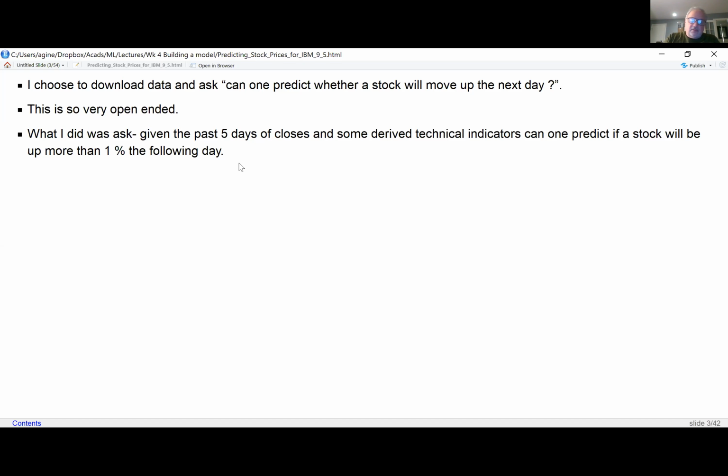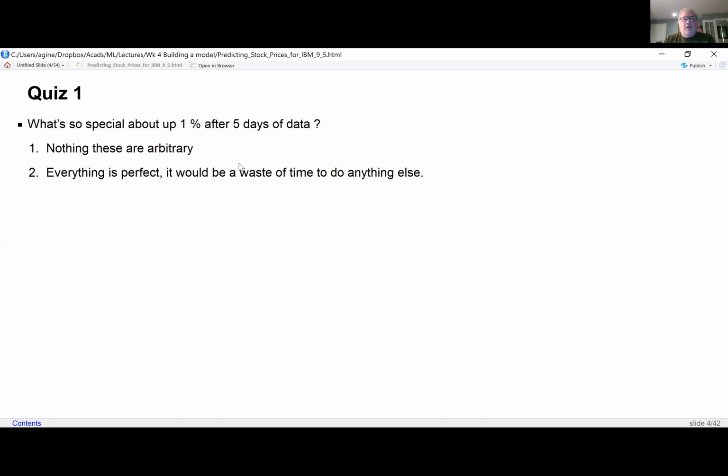Now, quiz. What's so special about up 1% after 5 days of data? The two choices are: one, nothing, these are arbitrary; two, everything is perfect, it would be a waste of time to do anything else. So that's the first quiz.